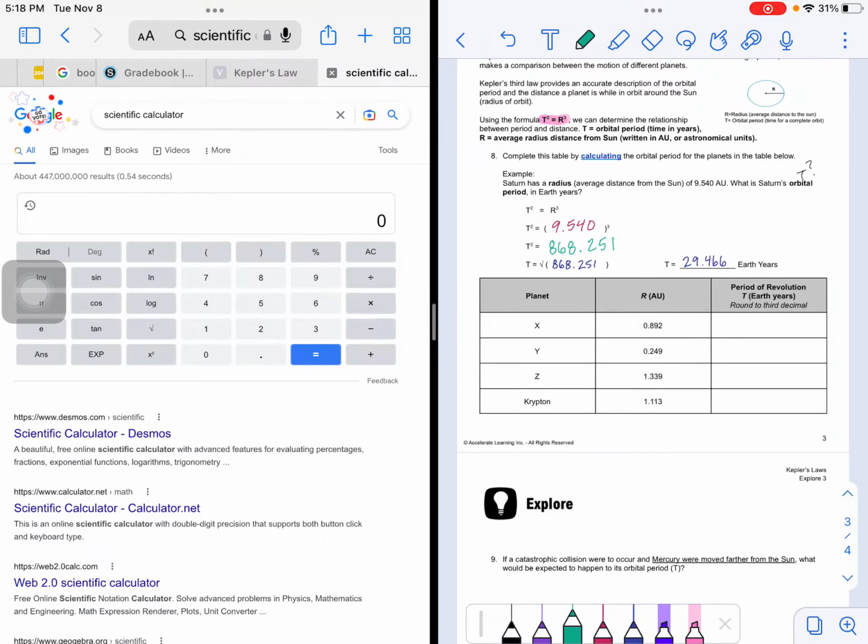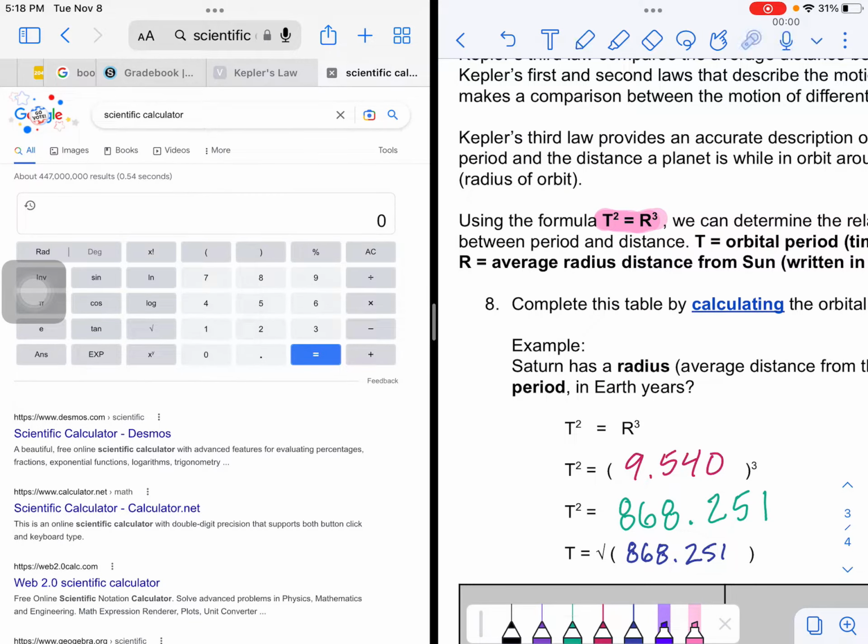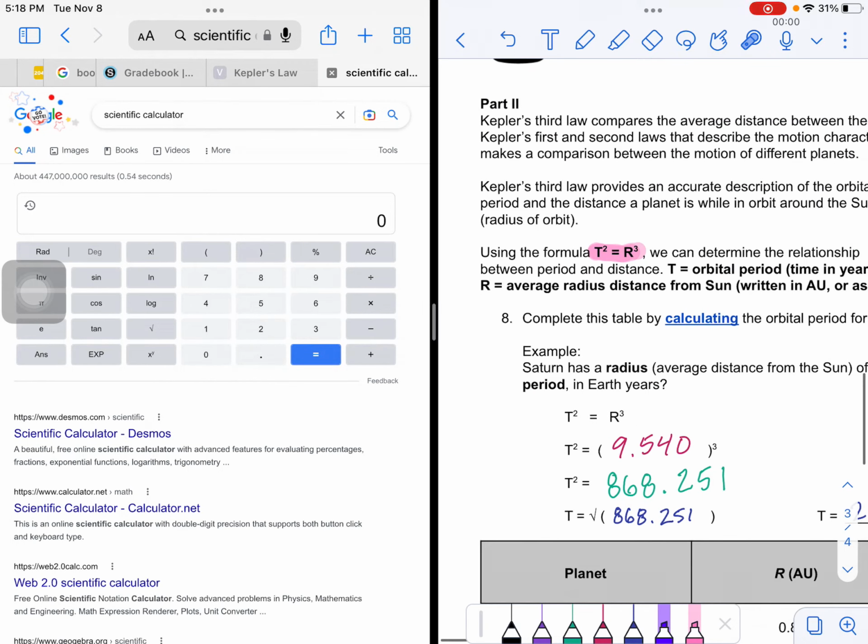So we're thinking about Kepler's third law and using the formula T squared equals R cubed. So reminder, when we're thinking about this formula, T is our orbital period, or the time it takes to go around the orbit one time, whereas R is the average distance from the sun. And because we're dealing with an ellipse, it's really averaging out our perihelion and our aphelion. So to give essentially that average from the middle to the outer edge.